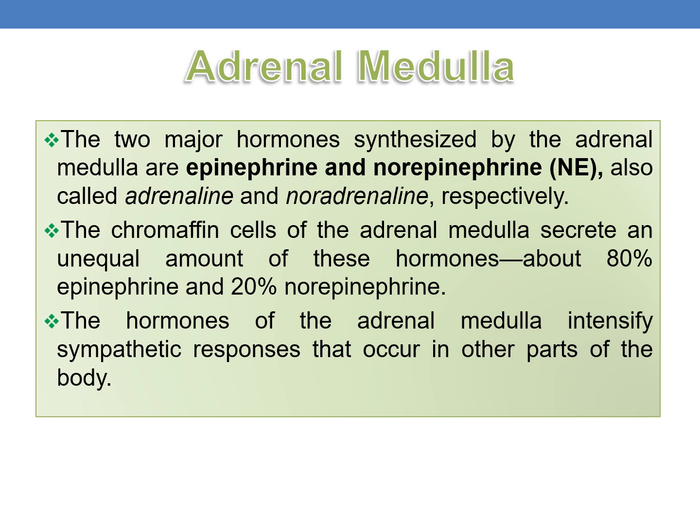The two major hormones synthesized by the adrenal medulla are epinephrine and norepinephrine, also called adrenaline and noradrenaline respectively. The chromaffin cells of the adrenal medulla secrete an unequal amount of these hormones, about 80% epinephrine and 20% norepinephrine. And the hormones of the adrenal medulla intensify sympathetic responses that occur in other parts of the body.